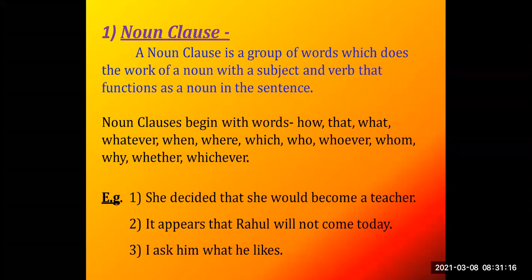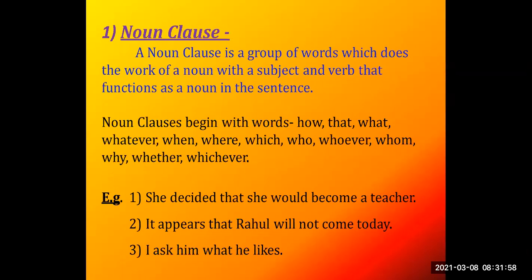Second example: I fear that I will fail. I is the subject, fail is the verb, and that I will fail is the noun clause. Next example: I know where the treasure is. The treasure is the subject, is is the verb, and where the treasure is is our noun clause.